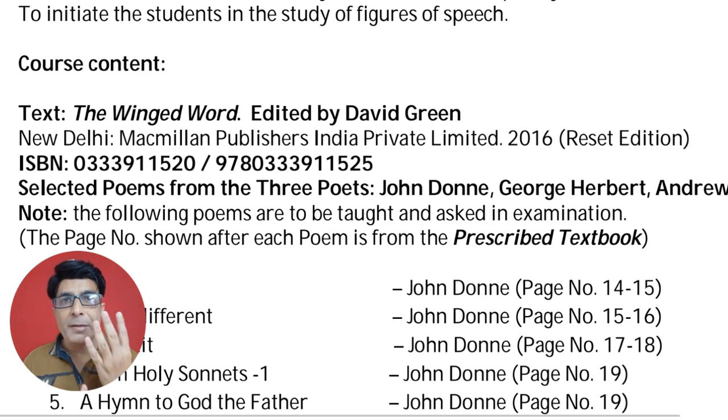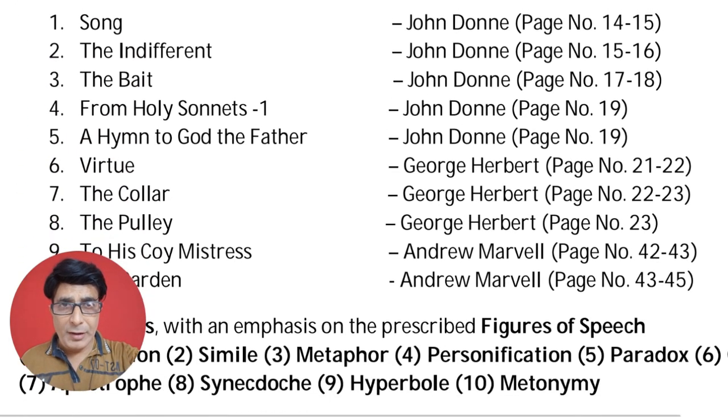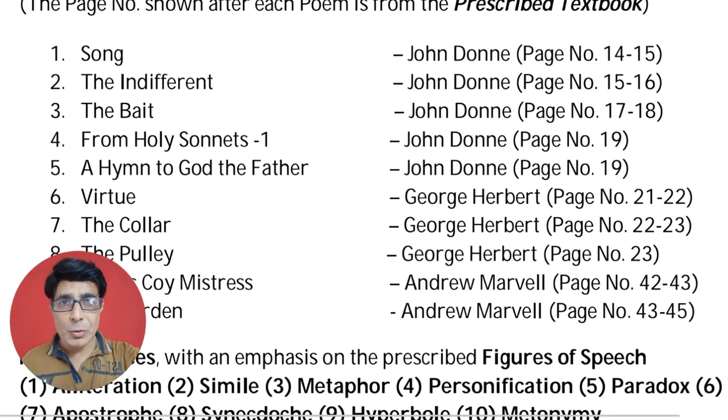In this paper, paper number 4, the text which is prescribed to you by Saurashtra University is The Winged Bird, edited by David Green. This book is actually a collection of some poems. There are some hundreds of poems in this particular book, but you are not going to study all poems. The university has asked you to study 10 poems from this book, and the list of these 10 poems you can see here on the screen.